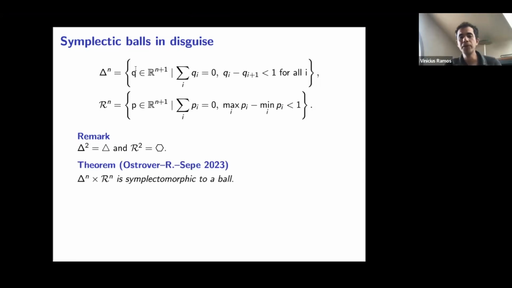What we proved this year, and the paper is going to be on the arXiv very soon, is that the product of this simplex and this polytope R_n is always symplectomorphic to a ball. I should emphasize that we have strict inequalities here, so we have open sets, and the ball here is the open ball. We're not going all the way to the boundary. There's no hope of going to the boundary, because the ball has a smooth boundary, and this Lagrangian product has a boundary with corners.